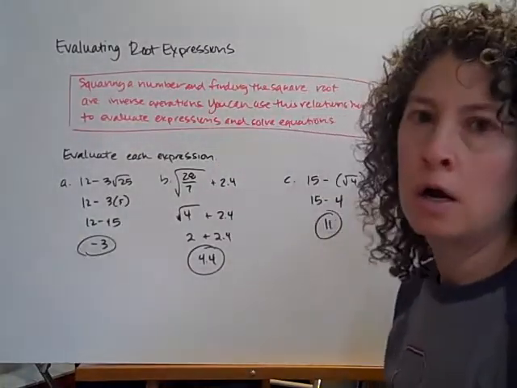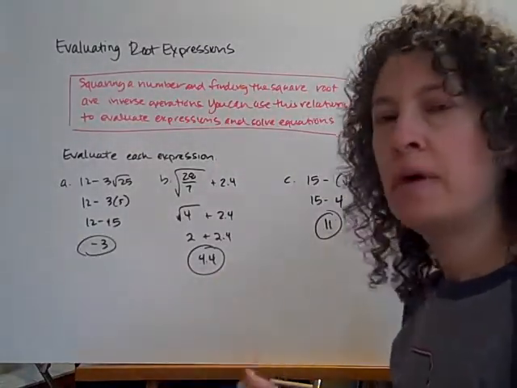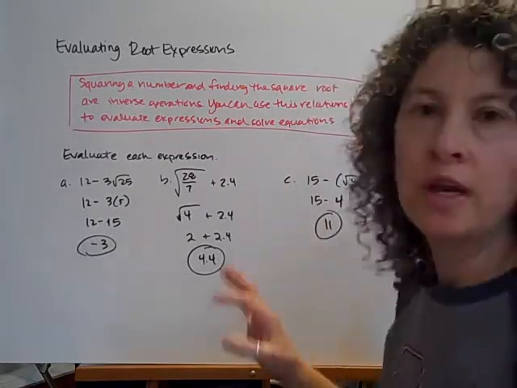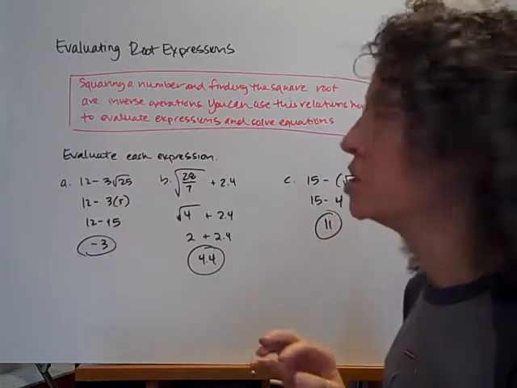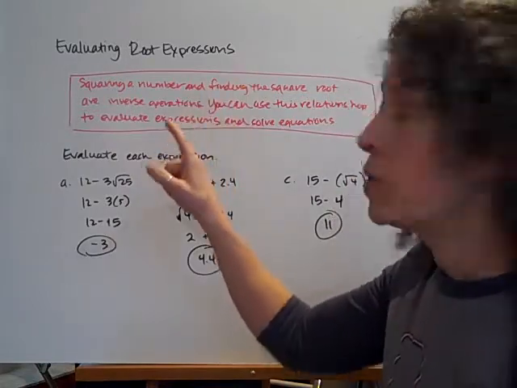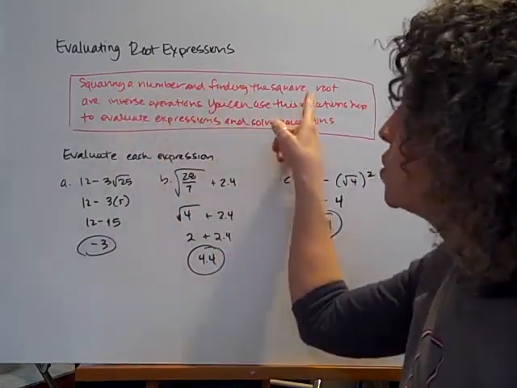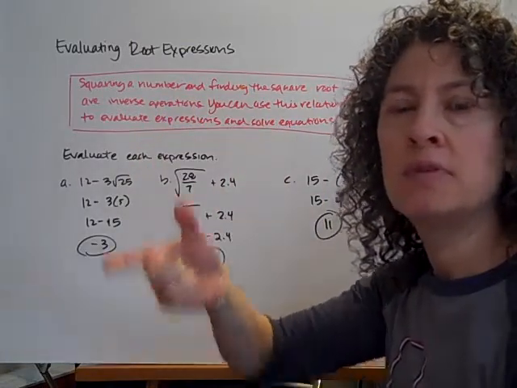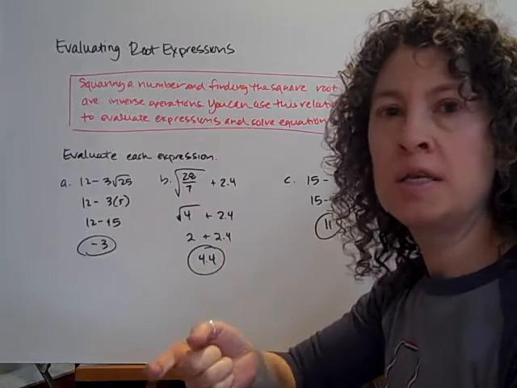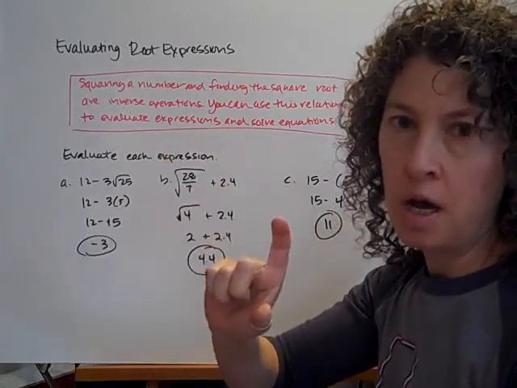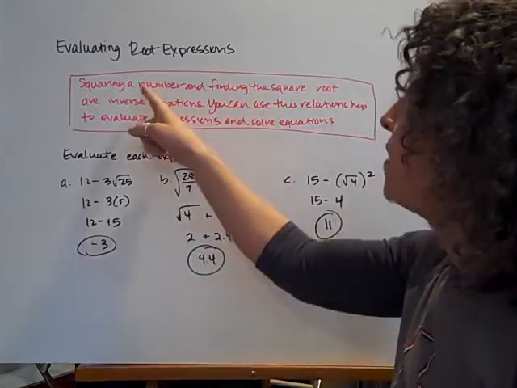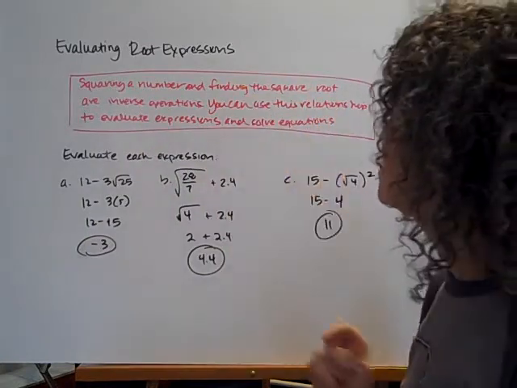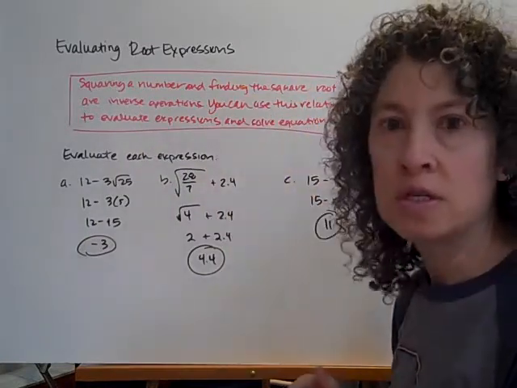Let's talk root expressions. So we've been talking about finding the square roots and finding the cube roots. Let's actually put that to work with our expressions and our equations. Squaring a number and finding the square root are inverse operations. Just like adding is the inverse of subtracting, and multiplying is the inverse of dividing, squaring something and finding its square root are also inverse. And you can use this relationship to evaluate expressions and solve equations.